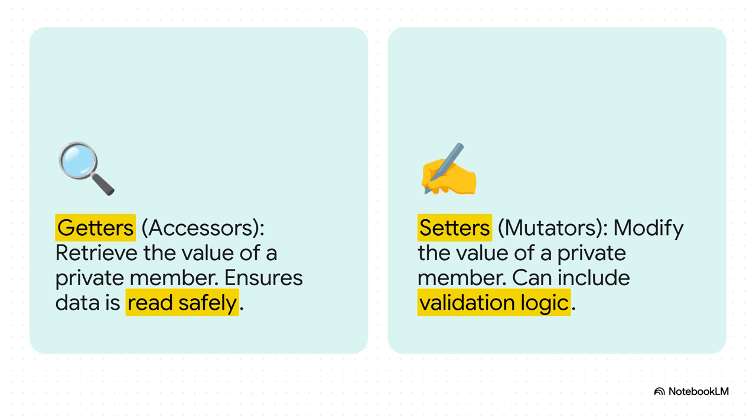A setter can say, nope, you can't set a student's mark to 150, or no way, a bank balance can't be negative. They are the gatekeepers that protect the integrity of your object.